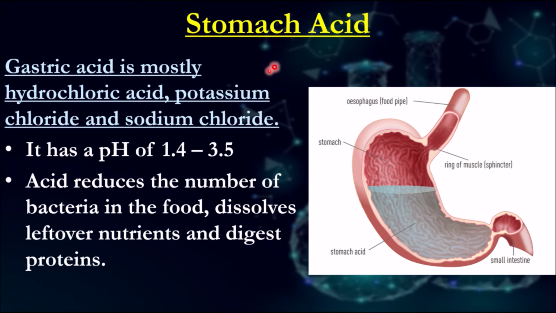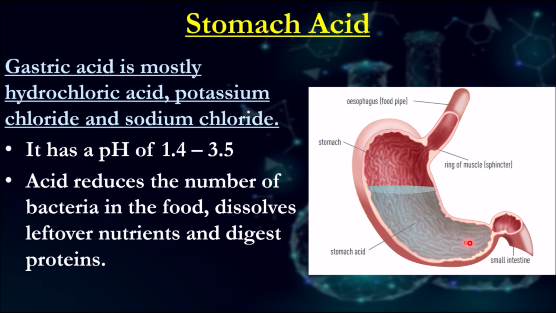It's going to release a lot of hydrogen ions. The function of your stomach acid is to reduce the number of bacteria in the food that you've eaten. It dissolves any leftover nutrients and it helps digest proteins. You might also see images like this. The stomach muscles are designed to withhold the highly acidic acid inside your stomach so that it doesn't pour out into other parts of your body. Your esophagus, which is your food pipe, passes the food through, and it comes down and gets dissolved by this stomach acid.